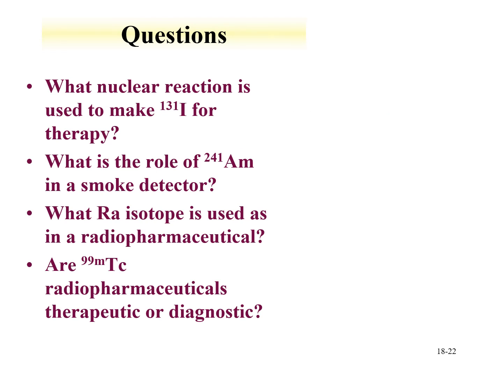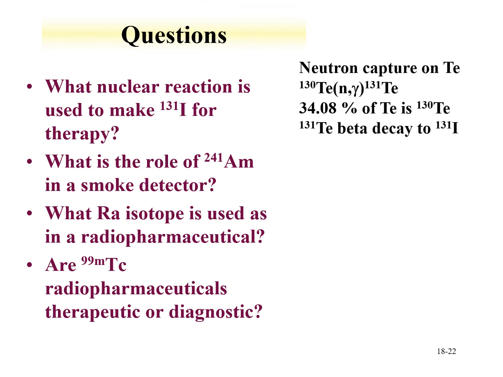And examples of questions you should be able to answer from this lecture. What nuclear reaction is used to make iodine-131 for therapy? Well, iodine-131 is a prominent fission product. However, other iodine isotopes also are produced through fission that are not suitable. So iodine-131 is produced from neutron capture on tellurium, particularly tellurium-130. The n-gamma reaction yields tellurium-131, which then beta decays to iodine-131. And 34% of tellurium is the 130 isotope. So this is actually a very reasonable route for the production of iodine-131.